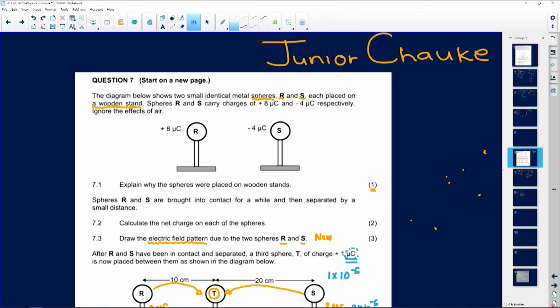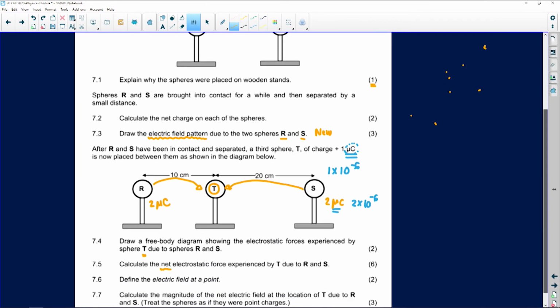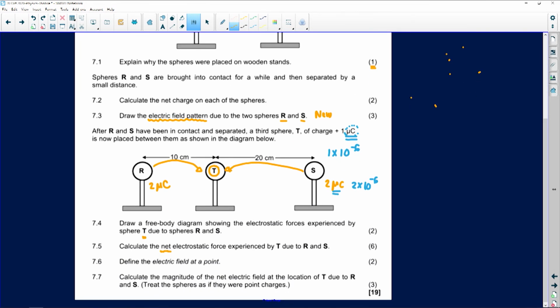Let's look at the next question. See if we can't squeeze one more. So now here we drew the free body diagram. We'll calculate the net force on T due to R and S.